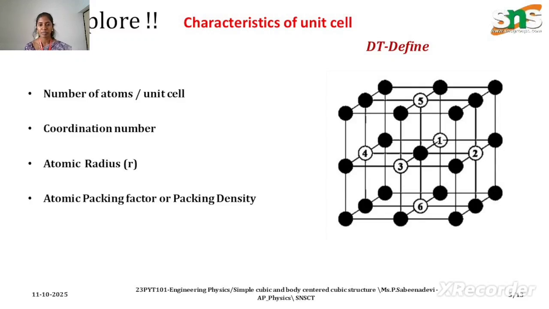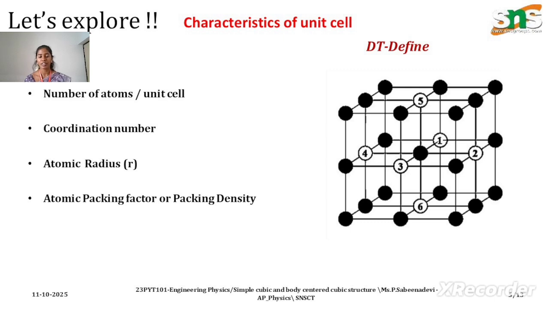So let's explore. Now I'm going to explain about number of atoms per unit cell. We have to find four factors: number of atoms per unit cell, coordination number, atomic radius, and atomic packing factor. Number of atoms per unit cell is the number of atoms possessed by the unit cell. Coordination number is the number of nearest neighbors. Atomic radius is half of the distance between the two nearest neighbors. The packing factor is the packing density: how much space is occupied by the atoms, and whether the structure is tightly packed or loosely packed is defined using APF.